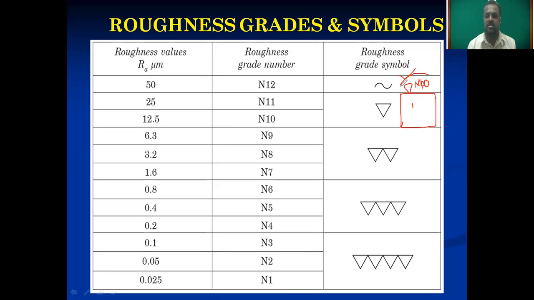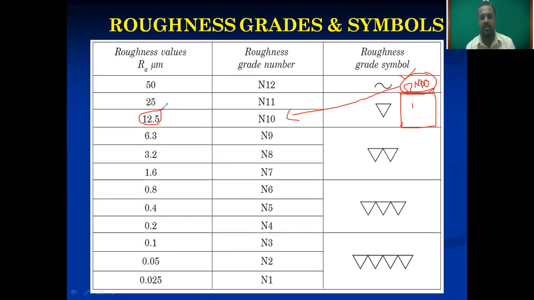Now what is the meaning of this symbol? Yes, anybody? The roughness of that component is 12.5 micron. Very nice. From that you have to remember: they have given one triangle and they have given N10. In that case we have to remember the surface roughness value of this surface should be 12.5.